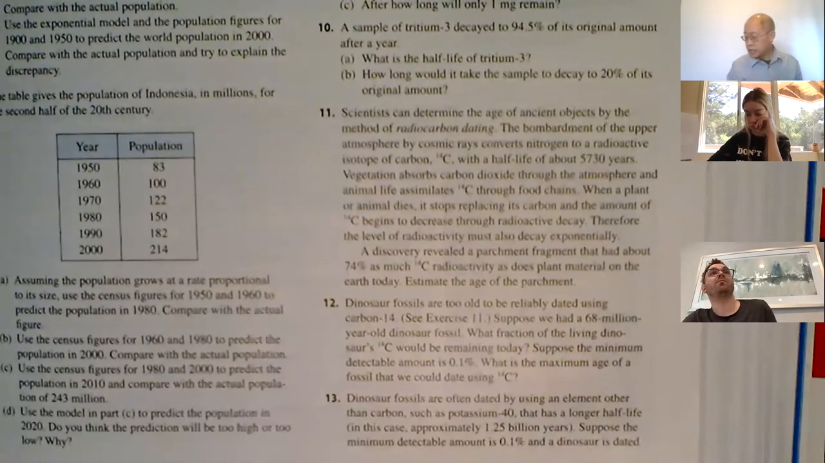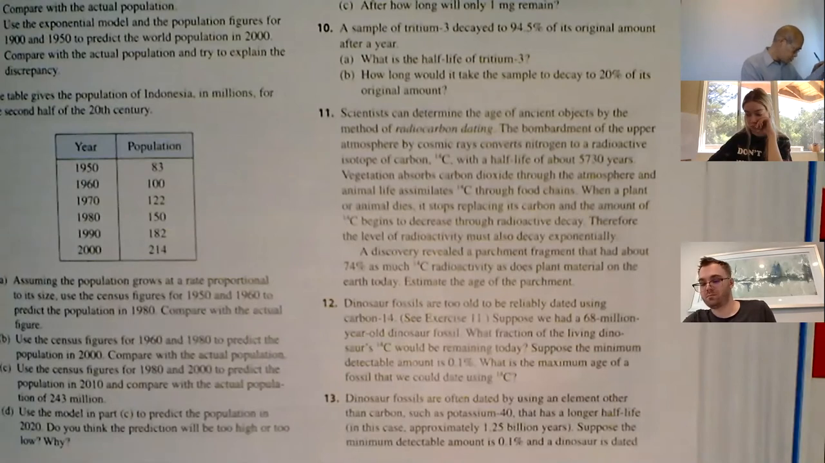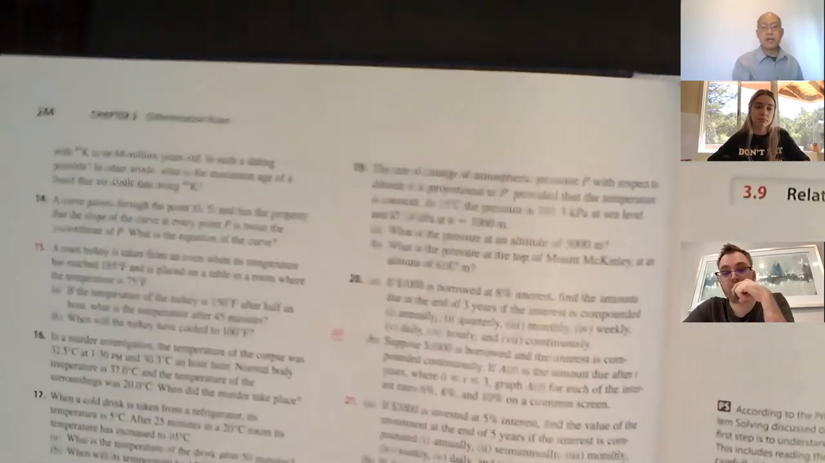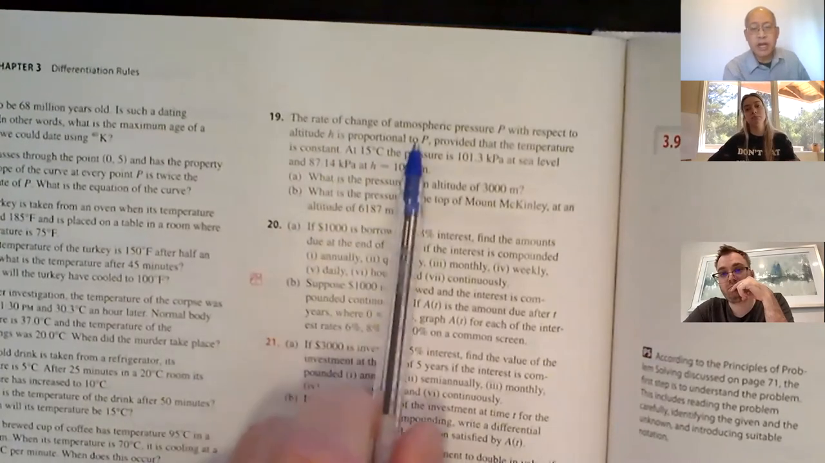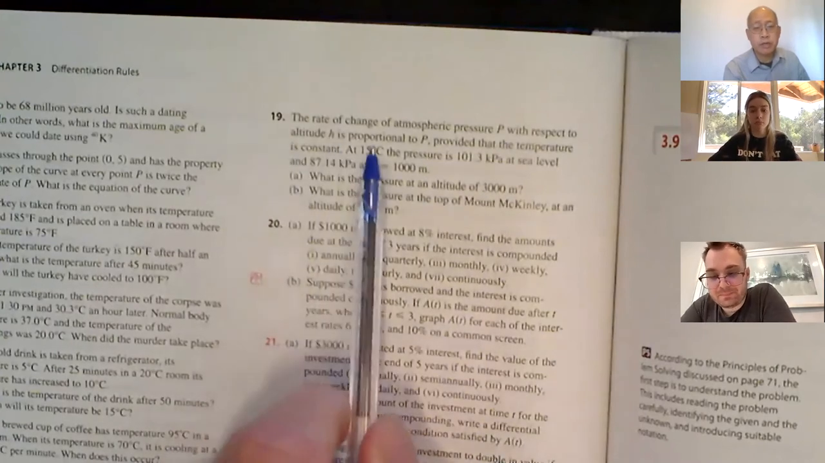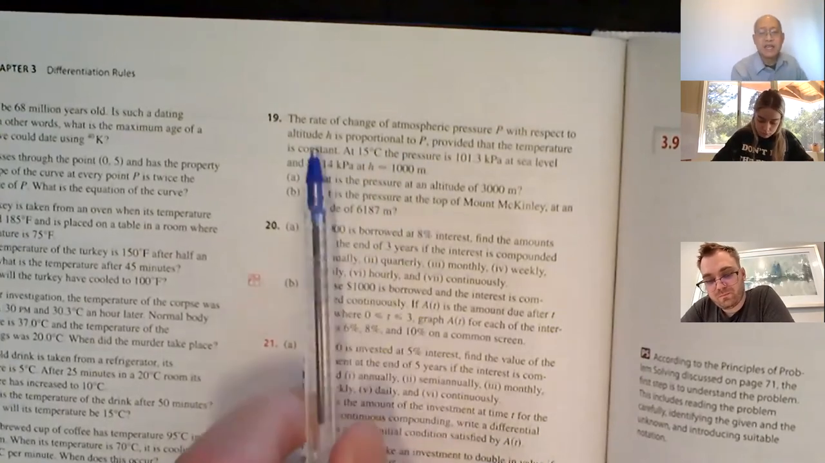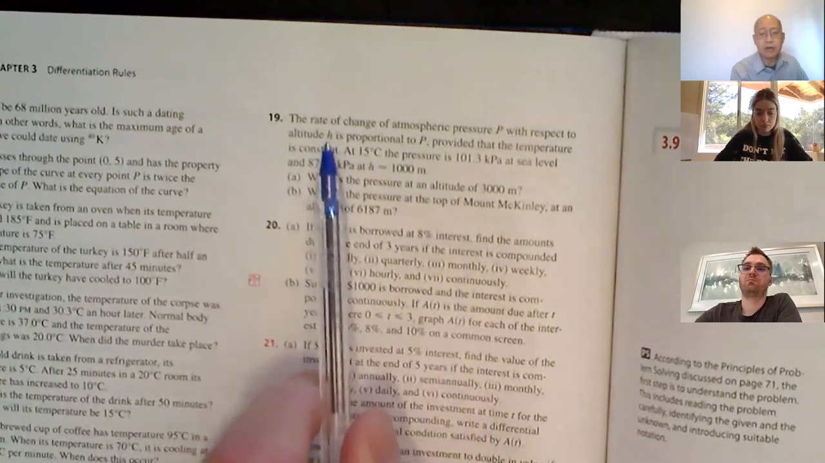And let's see, the last problem, I think, was 19. Was 19 there? Where's our assignment list? Number 19. It seems like it's a little different, but it isn't. It's pretty much the same. The rate of change of atmospheric pressure with respect to altitude H is proportional to P. So this time you're doing dP dH, rate of change of pressure with respect to height, altitude.